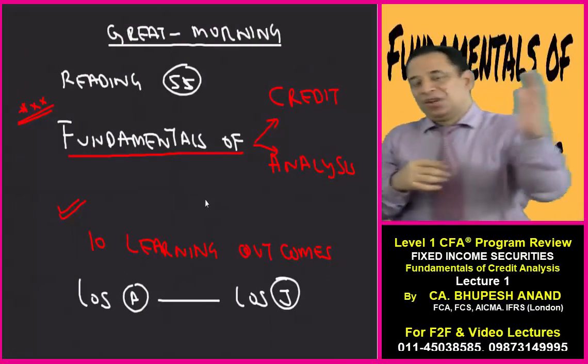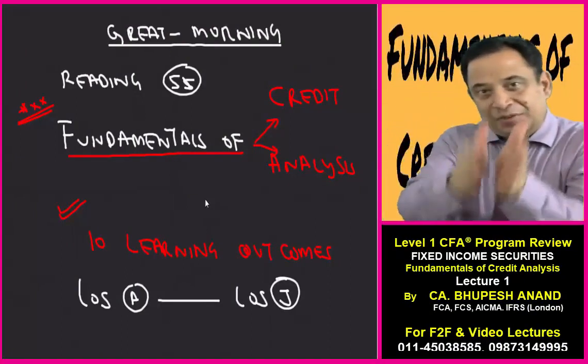So today we'll be starting with reading number 55, the last reading of this fixed income. We have covered 5 readings, and today we'll be on the 6th reading, reading number 55.